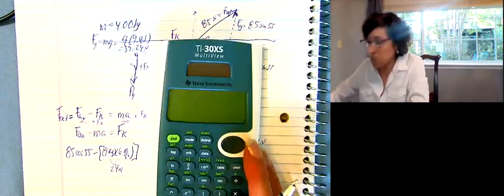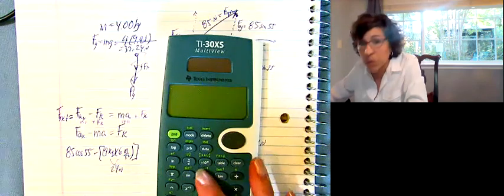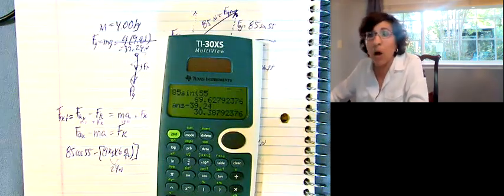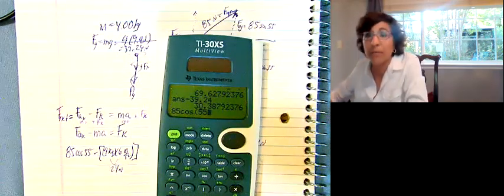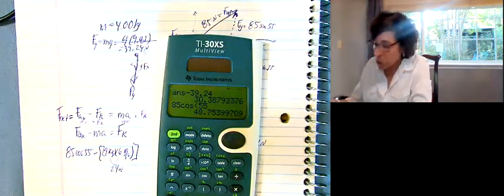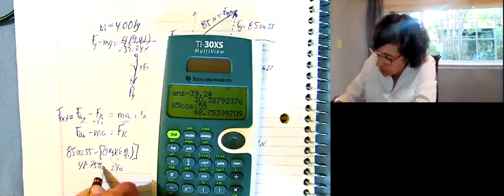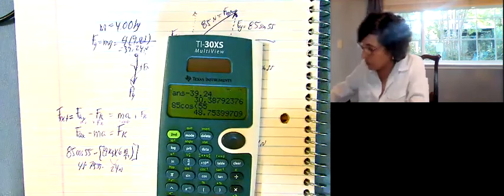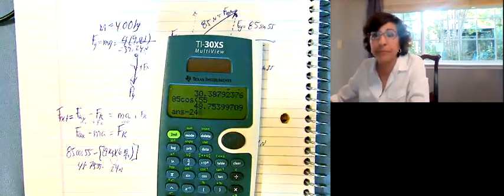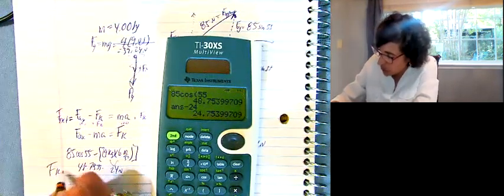All right, I guess I cleared it, didn't mean to. Okay, 85 cosine 55. There it is, that first part there is 48.7539, whatever. Now I'm going to subtract that by 24, 4 times 6, minus 24. There it is. So all this is my f of k.